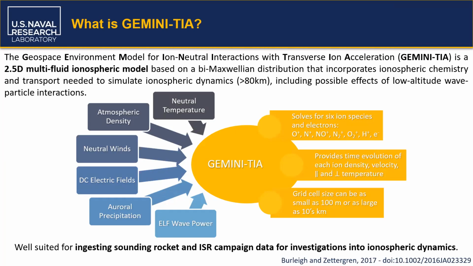With these variety of inputs, Gemini will specify the ionospheric response and solve for 6 ion species and electrons, and provide the time evolution for each species of the density, velocity, parallel, and perpendicular temperature. And it can be set to a grid cell size as small as 100 meters or as large as tens of kilometers. And with the way that Gemini-TIA is structured, it is very well suited for ingesting sounding rocket and ISR campaign data for investigations into ionospheric dynamics.